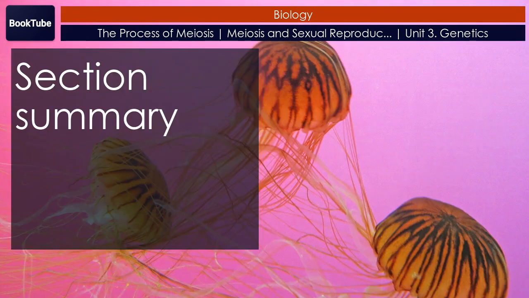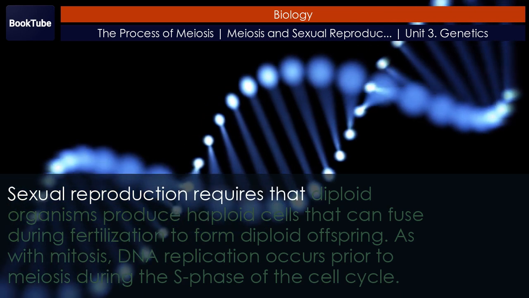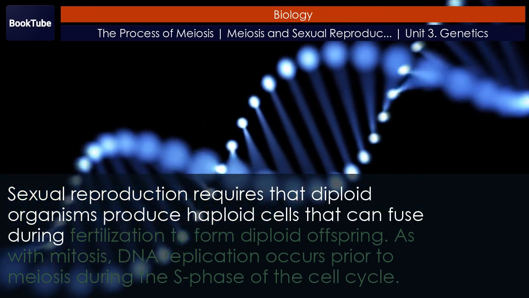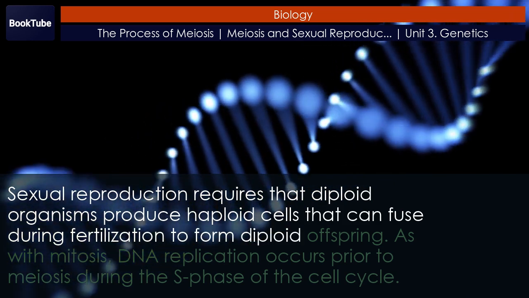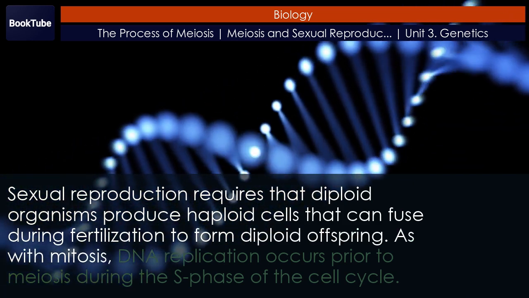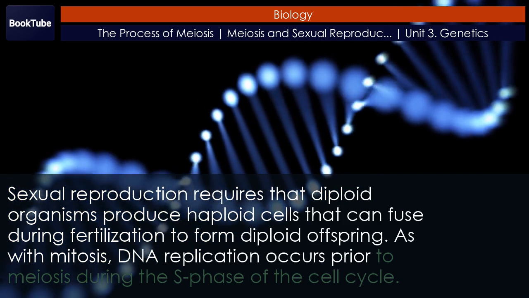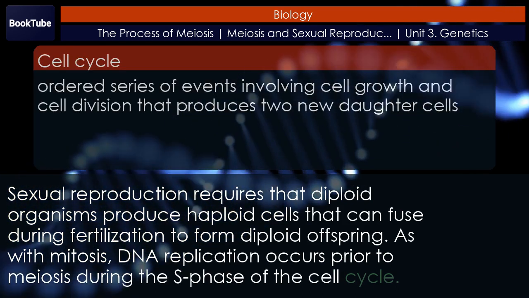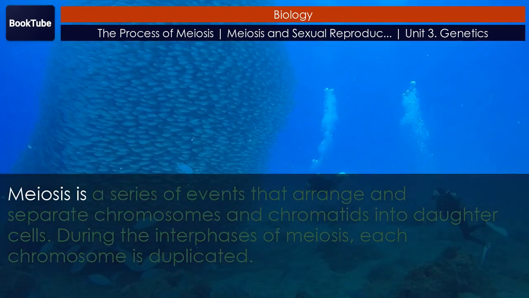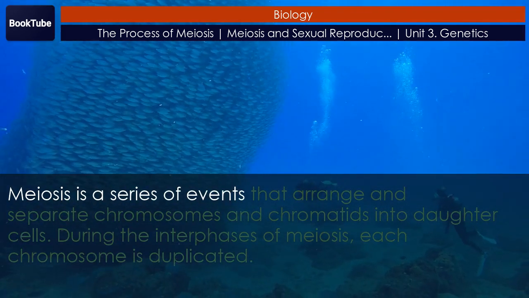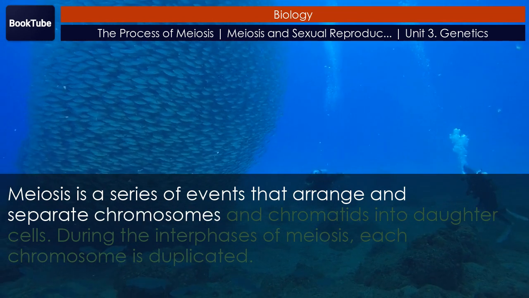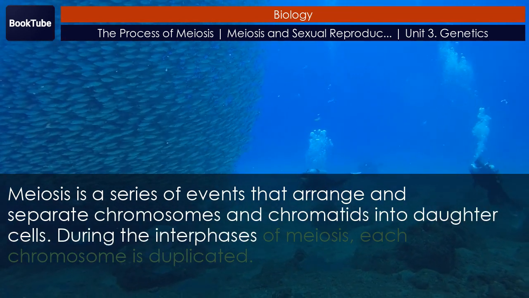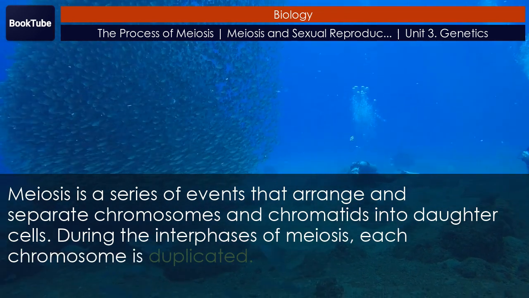Section summary. Sexual reproduction requires that diploid organisms produce haploid cells that can fuse during fertilization to form diploid offspring. As with mitosis, DNA replication occurs prior to meiosis during the S phase of the cell cycle. Meiosis is a series of events that arrange and separate chromosomes and chromatids into daughter cells. During the interphases of meiosis, each chromosome is duplicated.